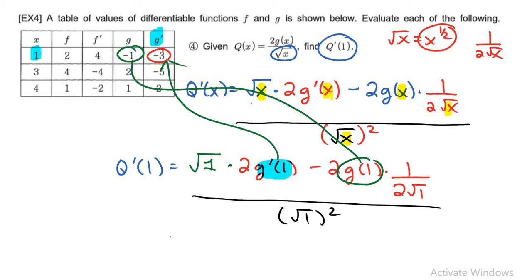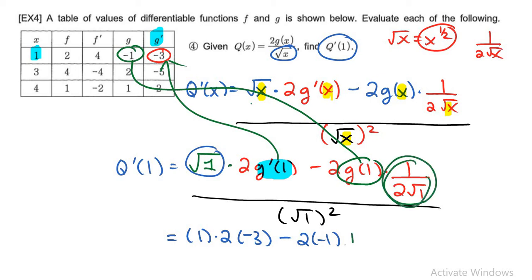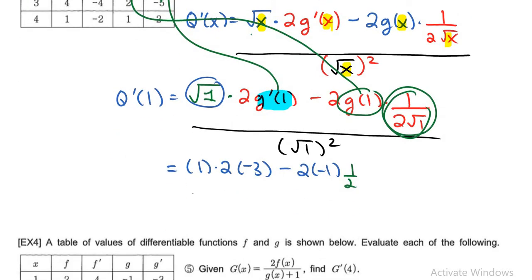Okay, so let's go ahead and plug those values in. So root 1 will be 1 times 2 times g prime of 1, and we determined that g prime of 1 was negative 3, minus 2 times g of 1, which is negative 1. And this part right here that I'm highlighting, that's just 1 over 2. All divided by, well, root 1 all squared is just 1. So this expression right there is just a 1 down there.